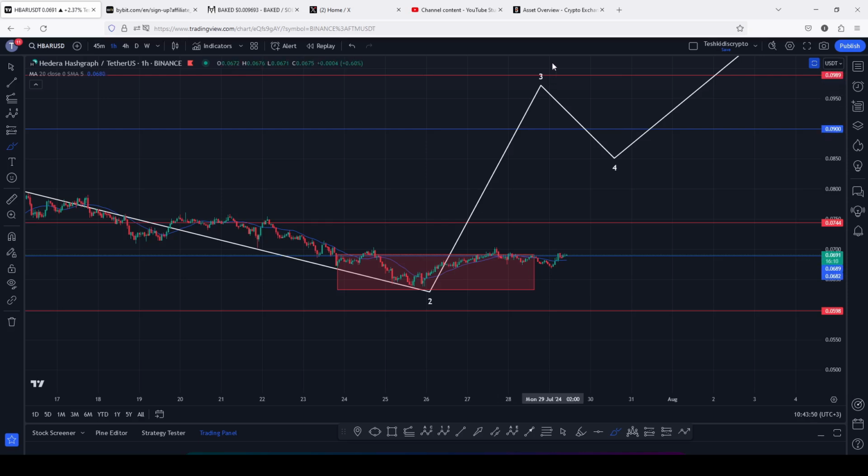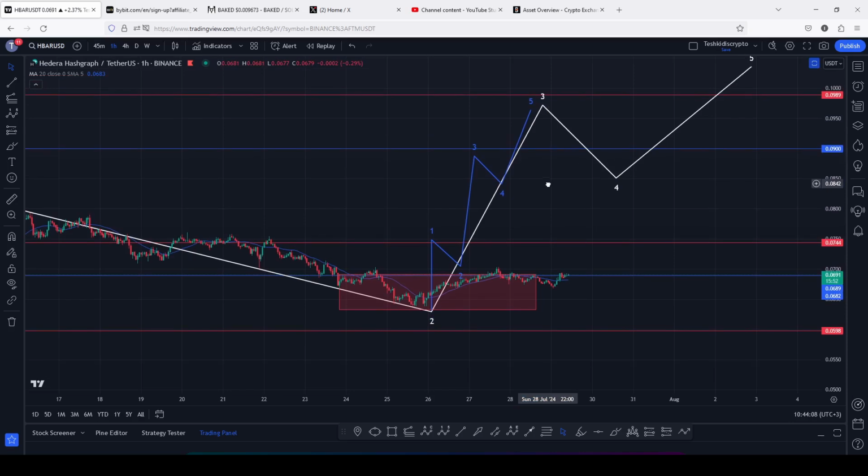And because of the impulsive nature of this Elliott wave count 3 that I'm tracking right now, I'm also expecting to see a 5-wave move to the upside within that Elliott wave count 3, having the Elliott wave count 5 giving us the high for that larger Elliott wave count 3 in white.